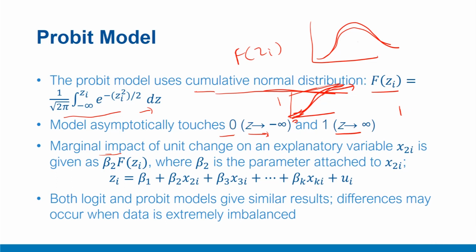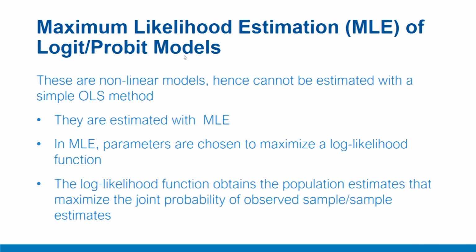Only when we derive this formula of marginal impact, that is dpi upon dxi, the resulting formula is this one, which is slightly different. It is beta 2 times f(zi), where beta 2 is the parameter attached to x2i. And remember, what was zi? zi was beta 1 plus beta 2 into x2i plus beta 3 into x3i and so on.